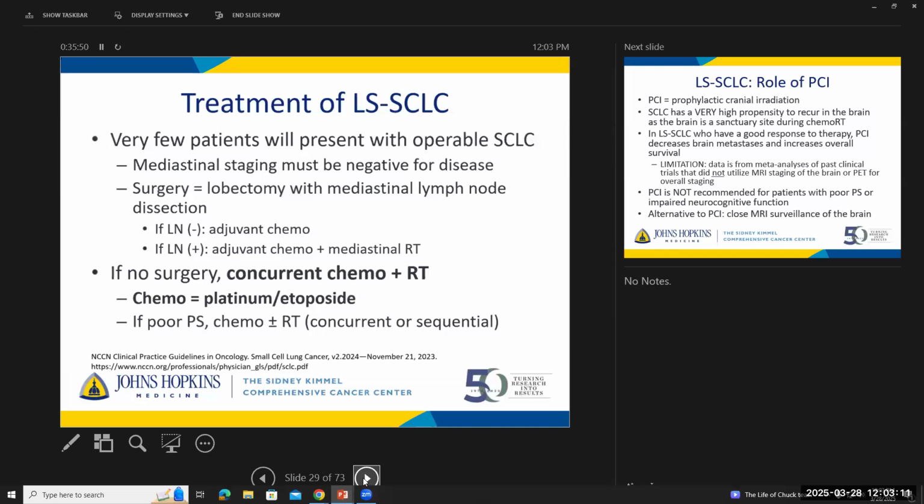So for limited stage disease, in the majority of cases, surgery is not possible, and we're doing concurrent chemotherapy and radiation. The chemotherapy here is a platinum doublet with etoposide, okay? That is something I would expect you to know.